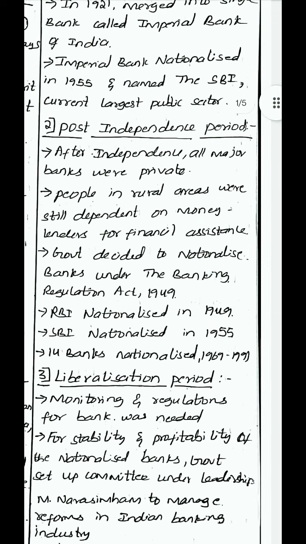So the next period is the post-independence period. After independence, all major banks were private. So after independence, all major banks started to work as private banks. But people didn't trust private banks at that time. So people in rural areas were still dependent on money lenders for financial assistance. They were not going to banks, they were going to money lenders.